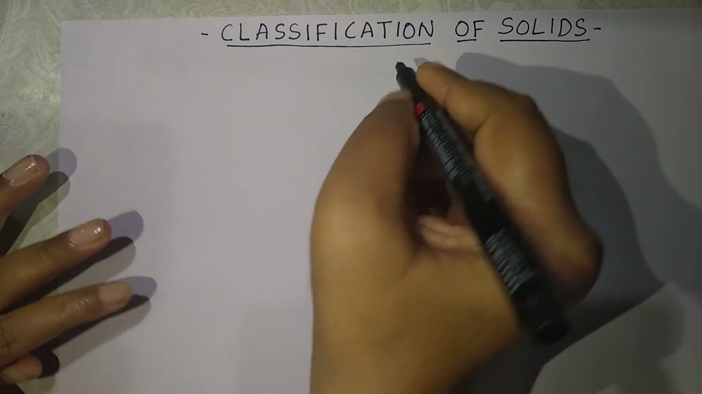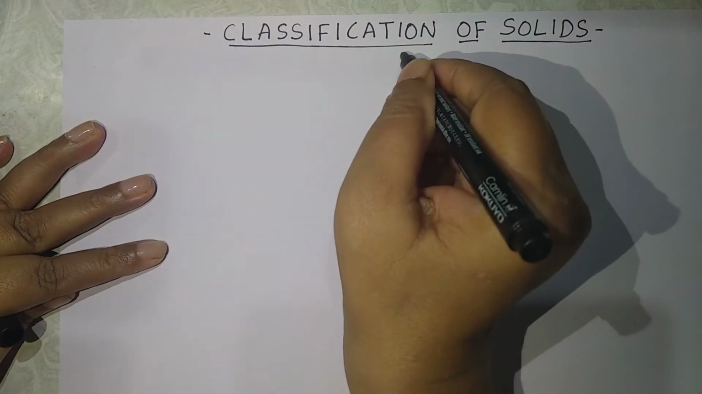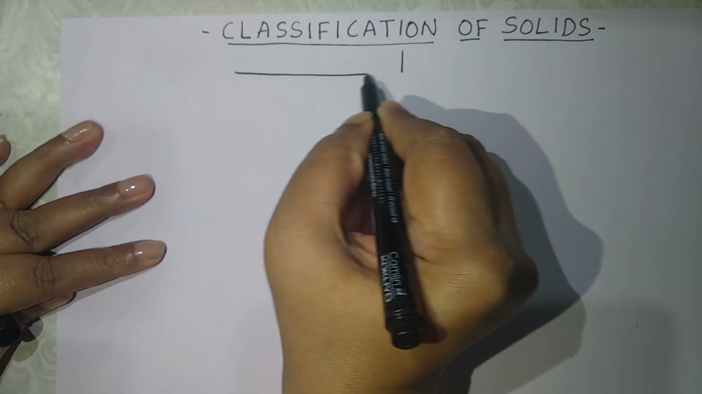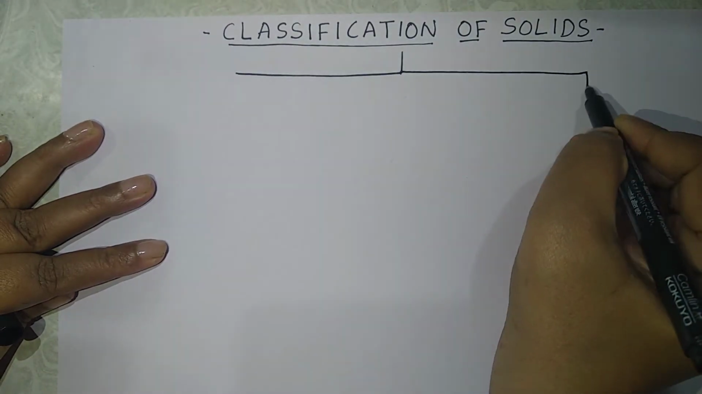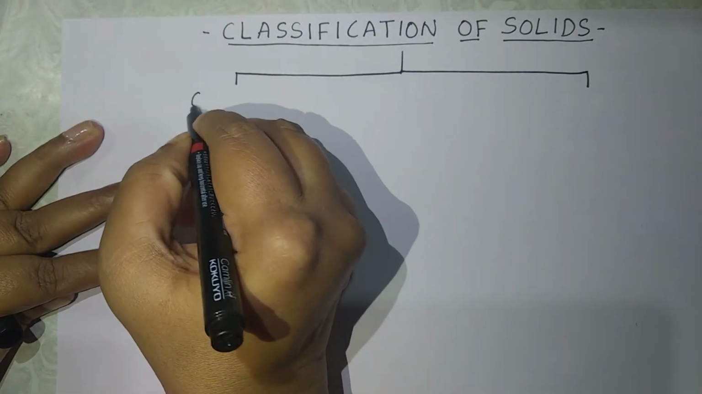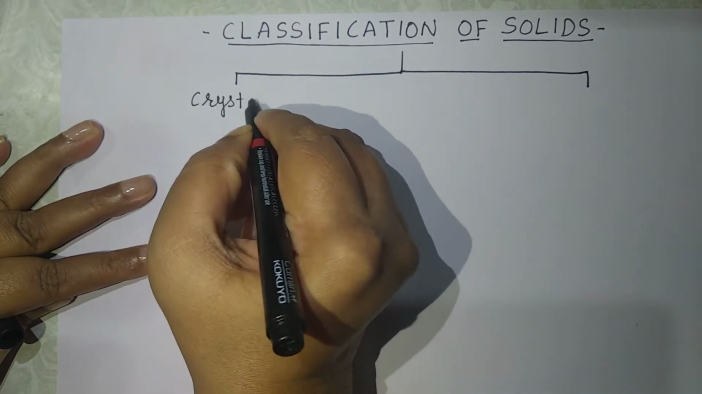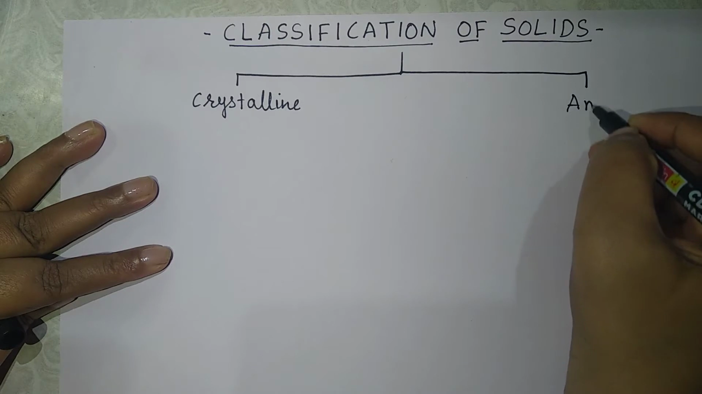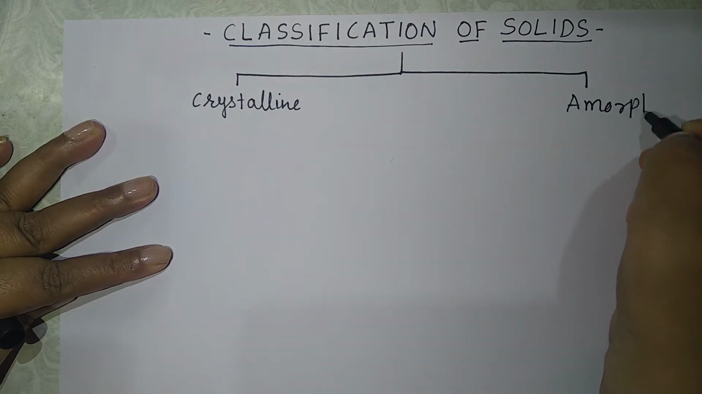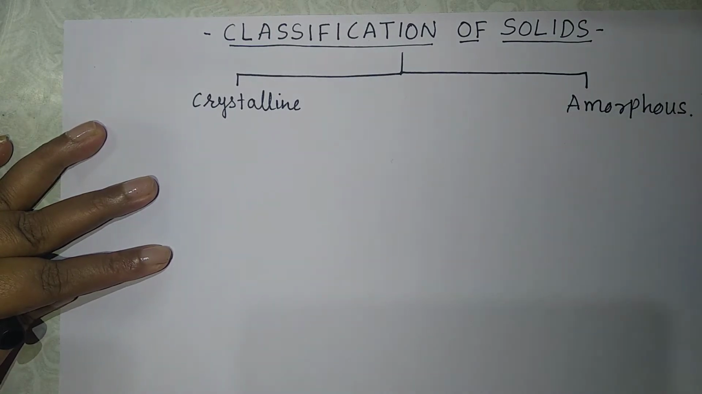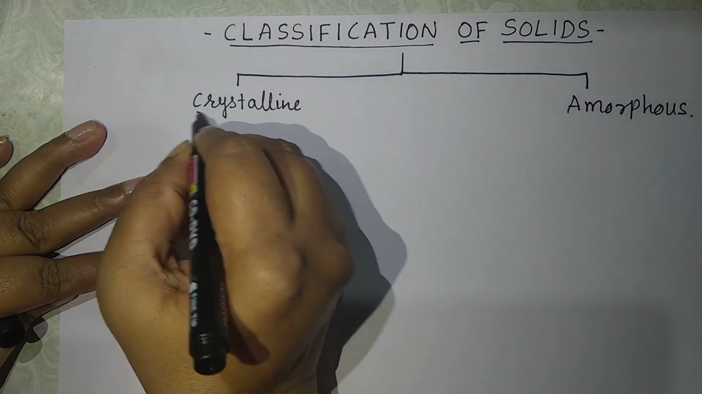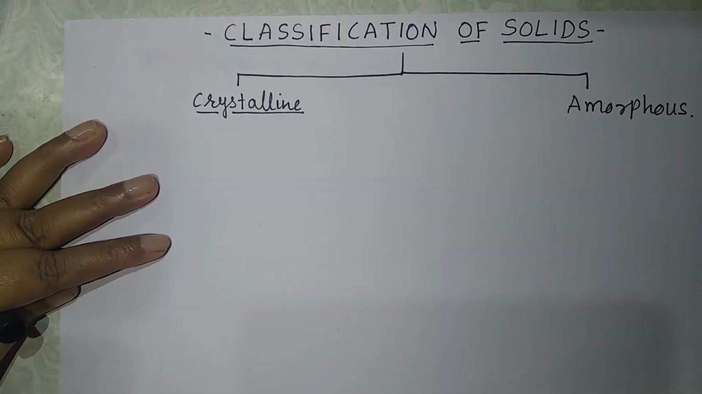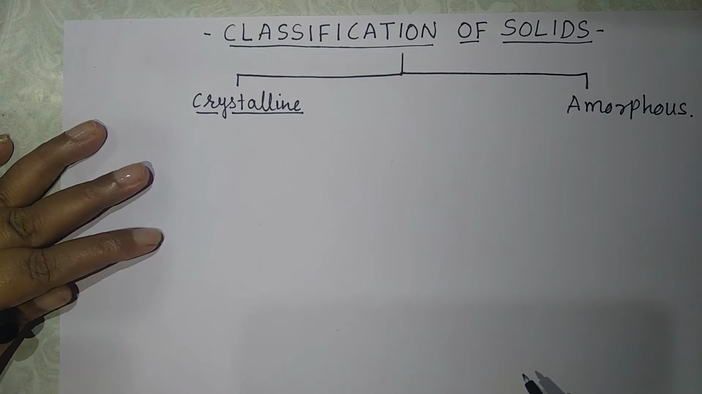In this video, we are going to see the classification of solids. Solids are broadly classified in two types. First is crystalline and second is amorphous. Now, what does crystalline mean? For that, let us take help of the structure.